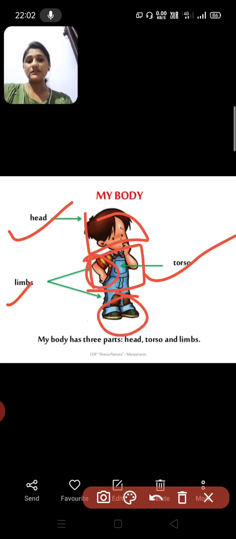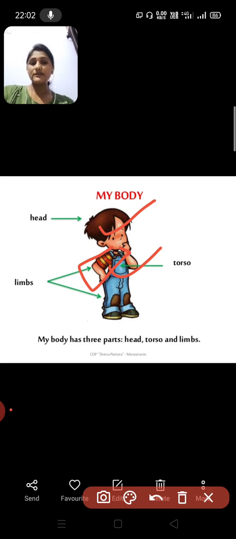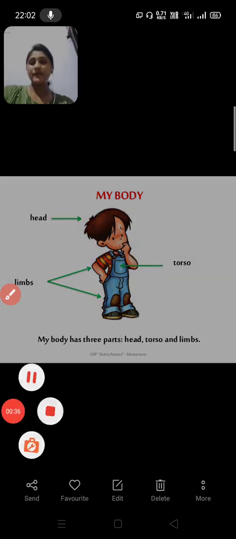We have learned different parts of face, right? And torso also we have done. Now today we are going to understand different parts of our hand that comes under limbs. Okay, so let us see what we have already studied.